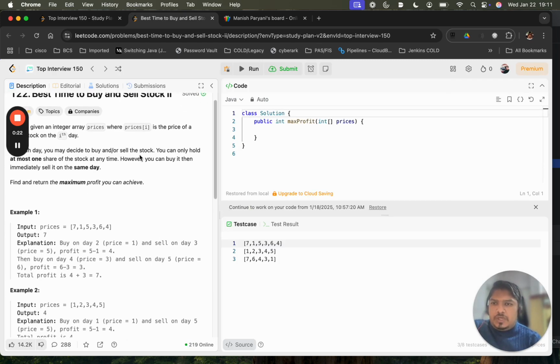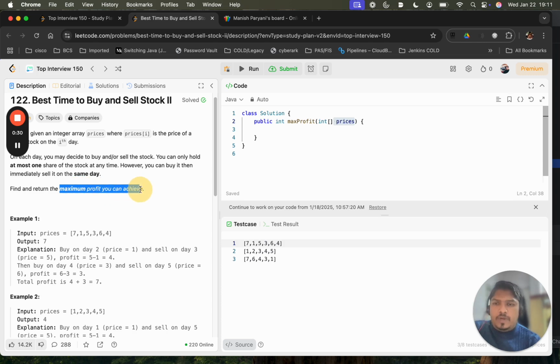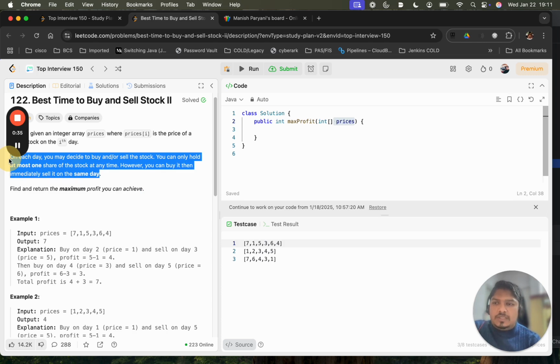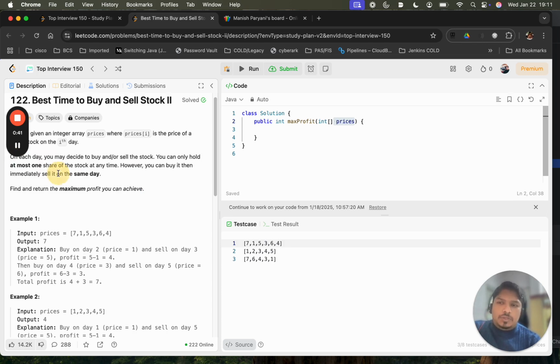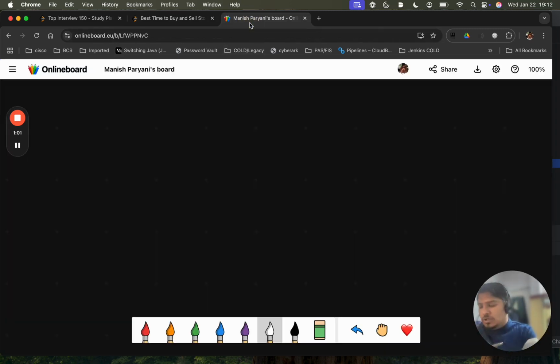In this question, we are given a prices array and they are asking us to return the maximum profit. The only difference is that they have given one extra condition. So we need to understand this extra condition and then we will write a solution. Let's see what they're saying. On each day, you may decide to buy and or sell the stock. You can only hold at most one share of the stock at any time. However, you can buy it, then immediately sell it on the same day. Okay, so let's now try to understand this and then we will solve this question.